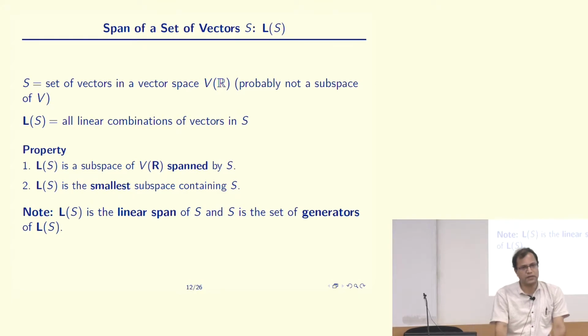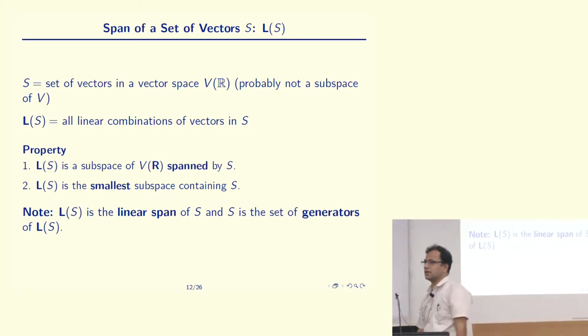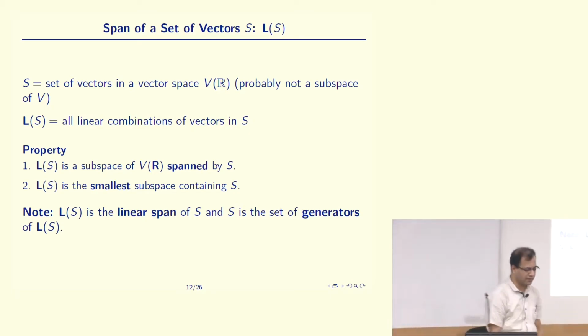Okay. So how do we prove that this is the smallest subspace containing these vectors? The smallest subspace containing this set of vectors v1, v2, ..., vn.